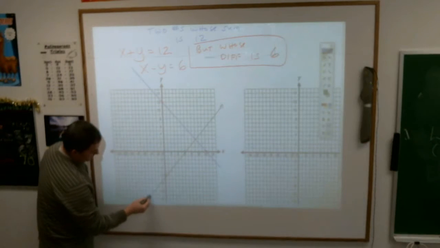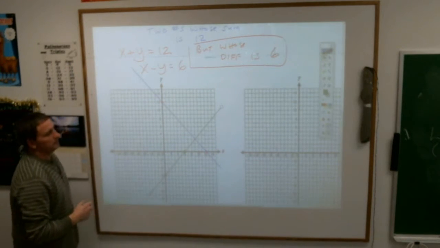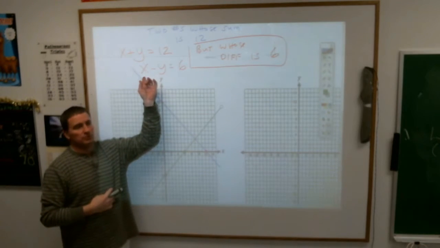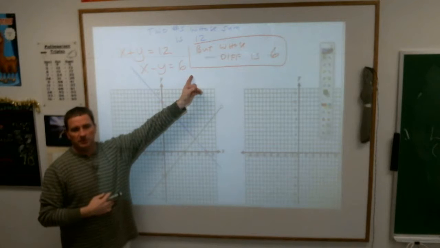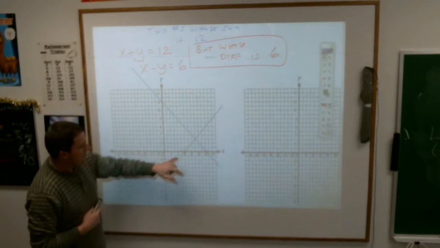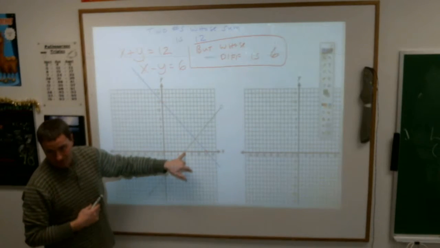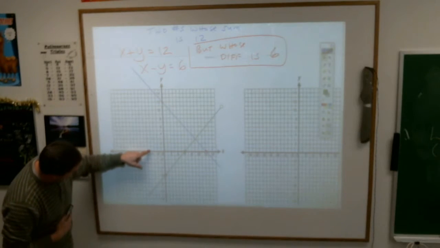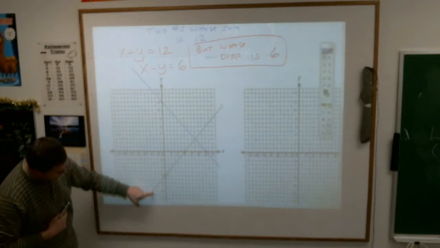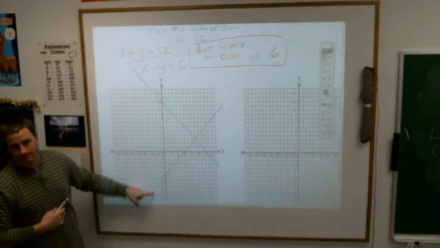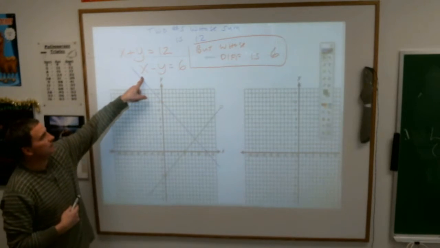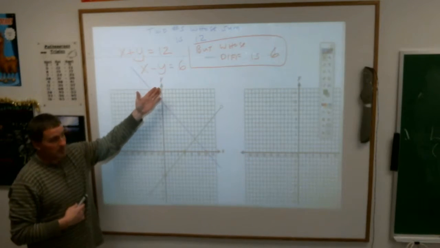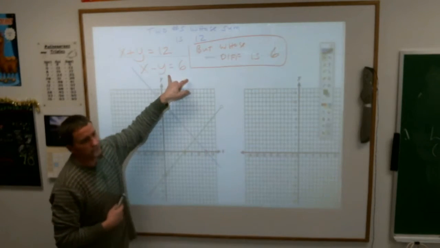Again, I can only do this so well with what I have to work with here. This green line is all the possible answers to, when you subtract two numbers, their answer is 6. For example, if x is 6, y is 0. If x happens to be -4, what's y? -10. -4 minus -10 actually gives you 6 because the negative becomes positive. This green line is all the answers to this.